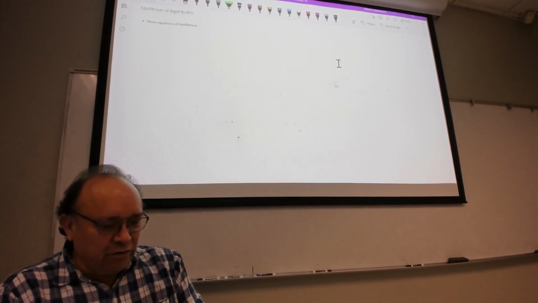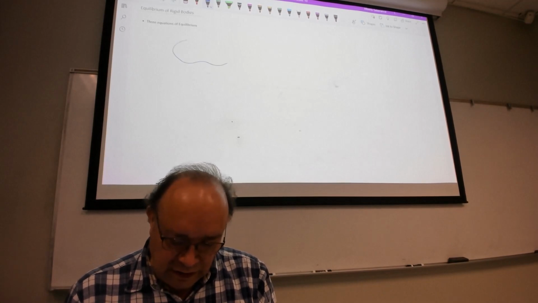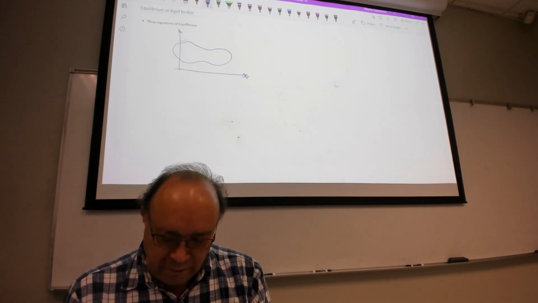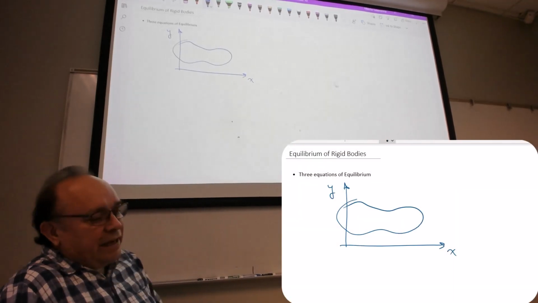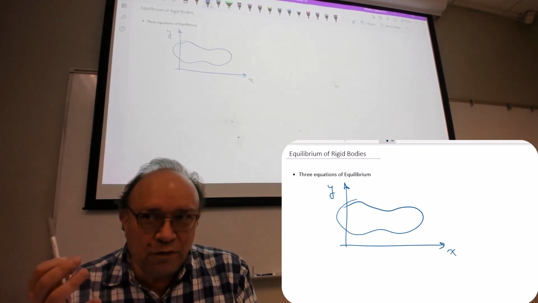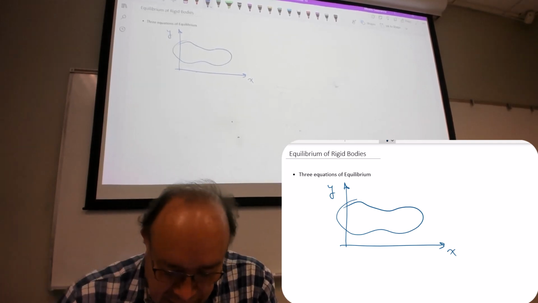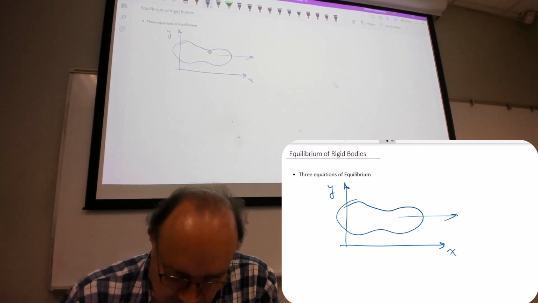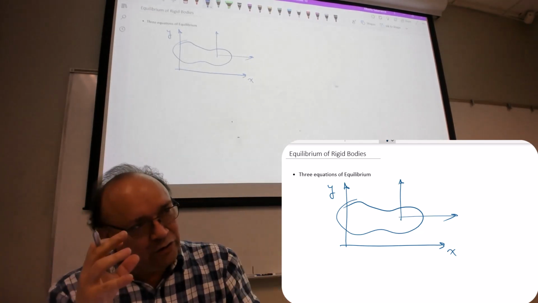We are working this equilibrium just in the plane, in 2D. So let's say this is a general body on the XY plane. If we are analyzing the equilibrium of this body, it means that the body should not move, or if it's moving, it's at a constant speed, no acceleration, in the x direction. So it shall not move in this direction, it shall not move in the y direction. And now that it is a rigid body, it cannot rotate either.